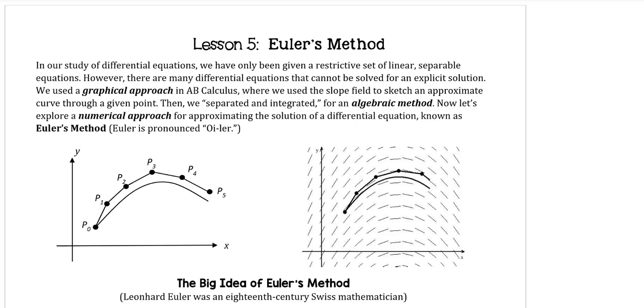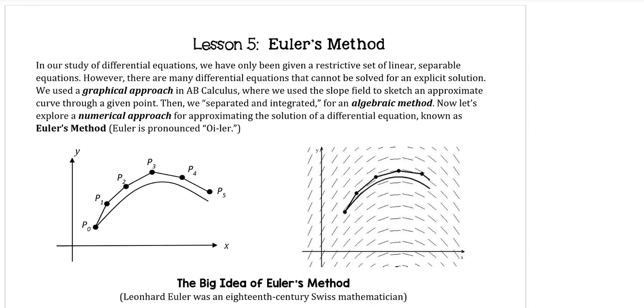This is Lesson 5 of Unit 7, Euler's Method. In our study of differential equations, we've been given a very restrictive set of separable equations. However, what happens if we can't separate it and we still need to solve it? So what we're going to do is use a numeric approach.